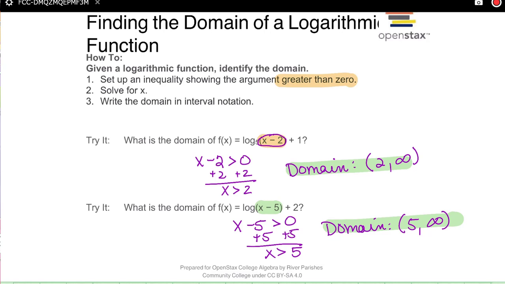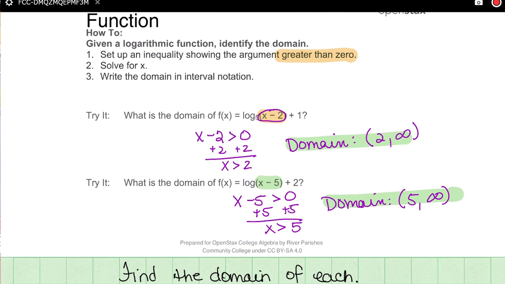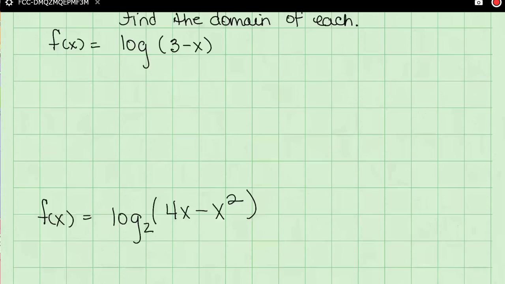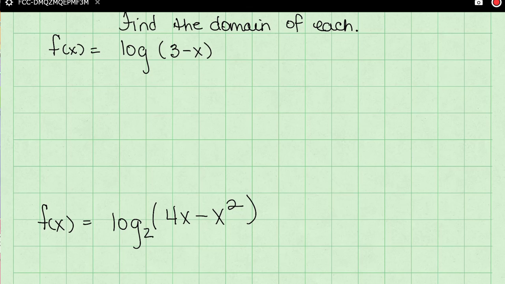All right, now I wanted to take it a little bit further and look at a couple of different ones that you might end up with in the homework so that you are ready. So let's look at this one: log base 10 of 3 minus x. I know that for the domain, the 3 minus x has to be greater than 0. The reason I brought these into play is because there are rules for solving inequalities, and I just want to make sure you remember those rules.